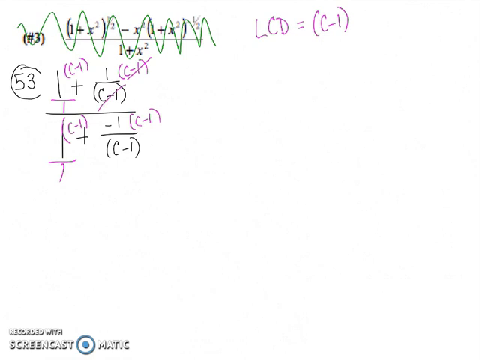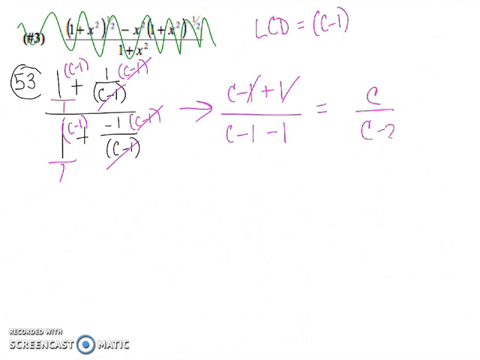So that's going to cancel that. That's going to cancel that. So my numerator becomes 1 times c minus 1, which is c minus 1 plus 1. And my denominator is going to be 1 times c minus 1 minus 1. So I end up with c over c minus 2. That's why I like option 2.